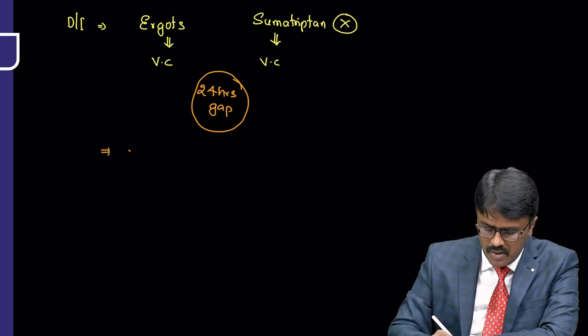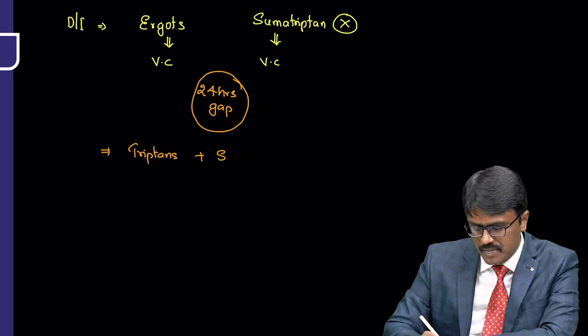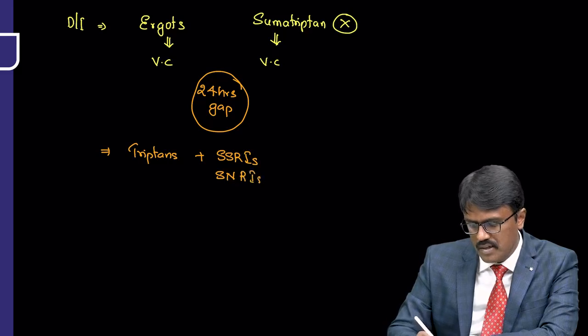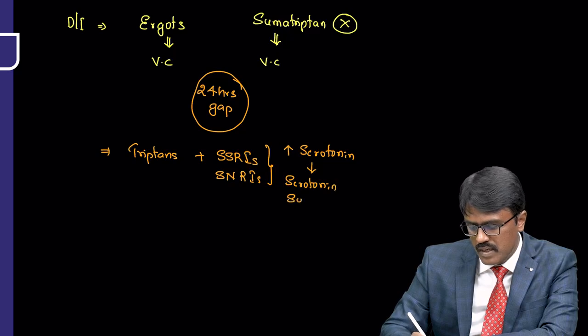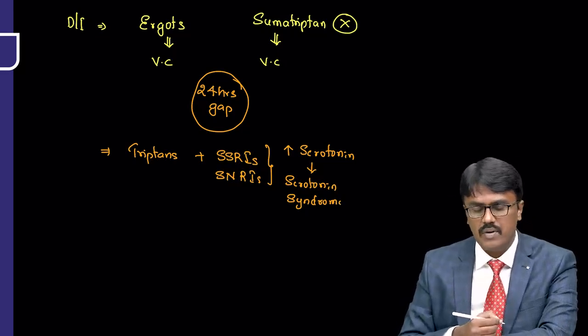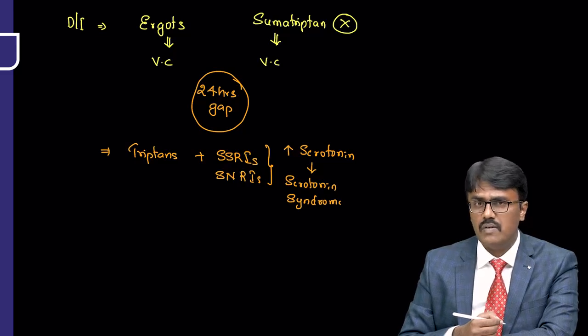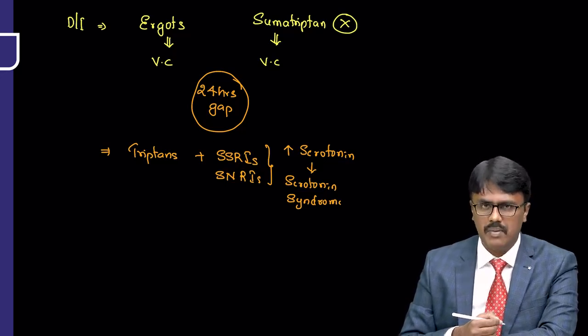Now, another important point is, when you are using triptans, you know that they stimulate serotonin. You should not combine them with SSRIs, SNRIs. The reason is this can increase serotonin and the patient will end up with a syndrome called serotonin syndrome. So the risk of serotonin syndrome increases. So please understand the drug interaction. Ergots and triptans should not be given together to a patient because of potential vasoconstriction. And triptans and SSRI, SNRI, there is a risk of serotonin syndrome. These are two drug interactions which are very, very important to be remembered.